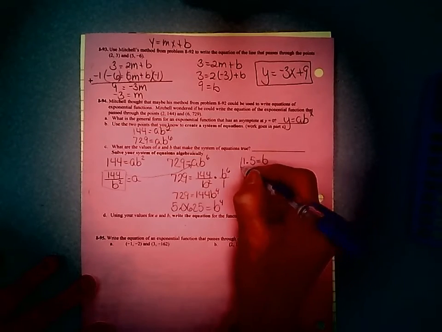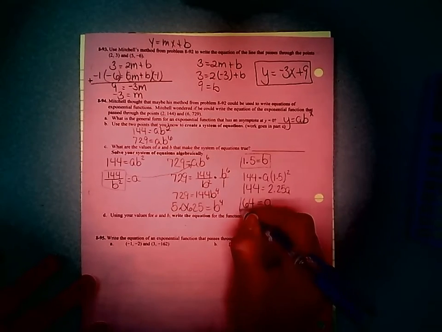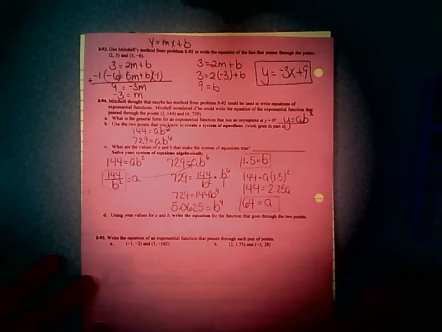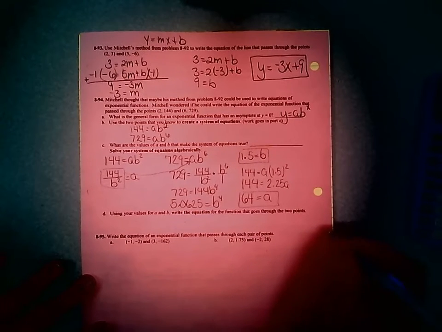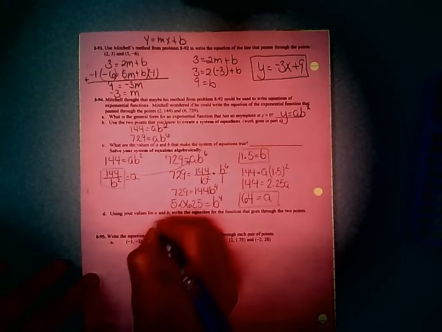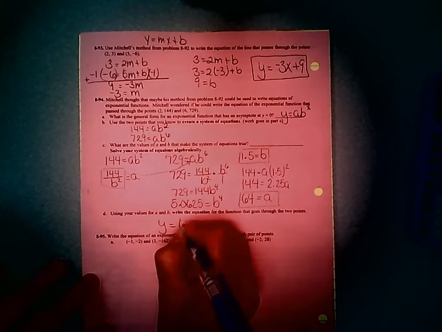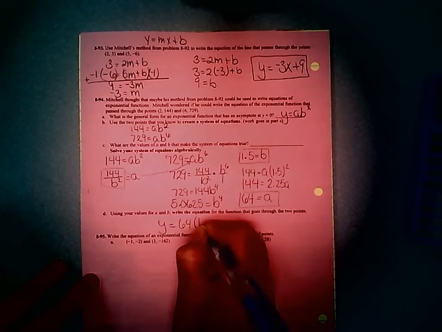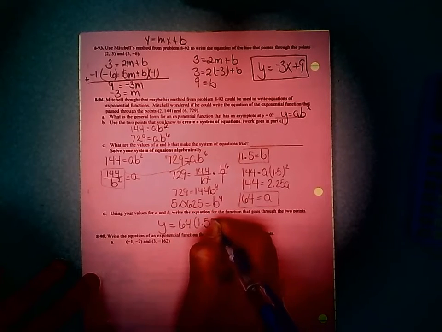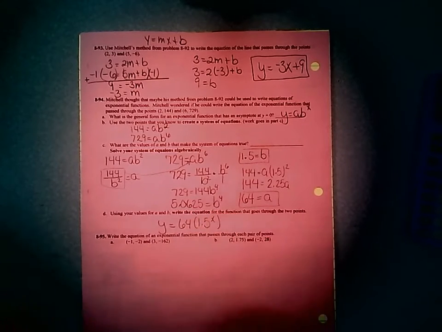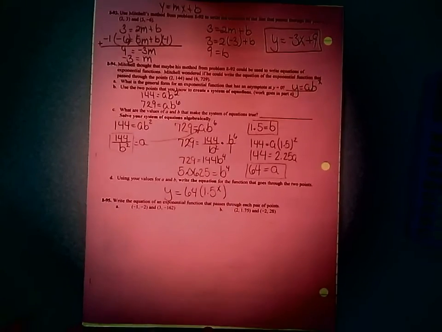So if I've got 1.5 for b, 64 for a, I've got my equation. So y would equal 64 times 1.5 to the x power. All right, that was kind of a lot.